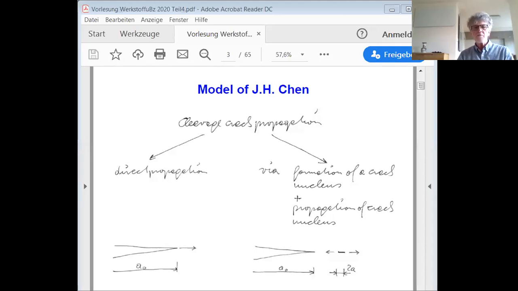Okay, we continue now our lecture and come to the last point with respect to cleavage fracture, and that is the model of JH Chen. JH Chen is a Chinese researcher, and in my opinion, he has developed a model for cleavage fracture, which is the current state of the art. That is, at the moment, the best that exists. And I want to explain the model to you now.